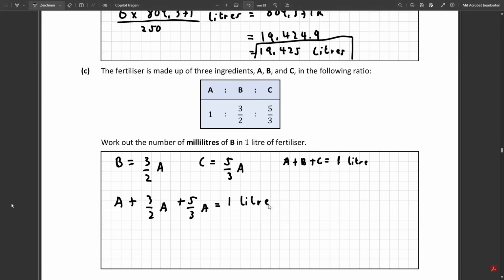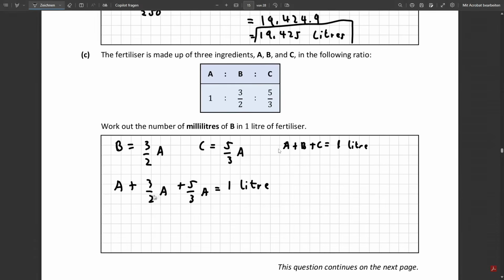It could be in any liter. This is just a proportion. So we're just finding out how much of these is there in 1 liter when you add A, B, and C. And we know the ratios. So we can figure out what A is here. So when you add up these numbers, you'll get 25 over 6 A is equal to 1 liter.